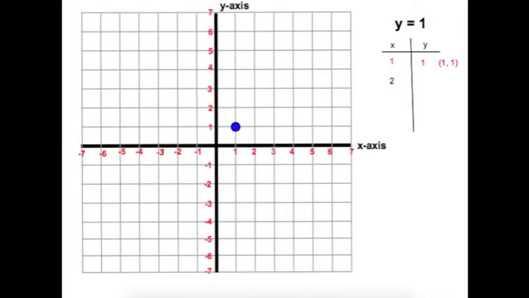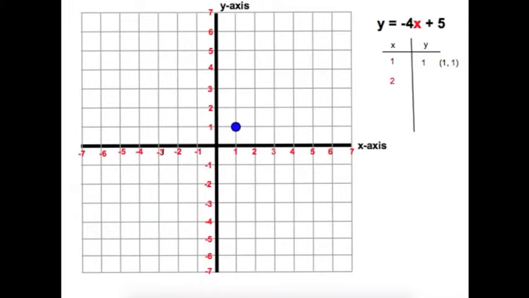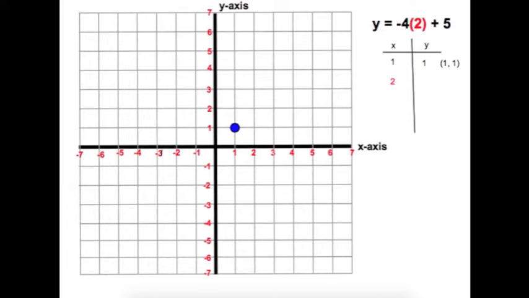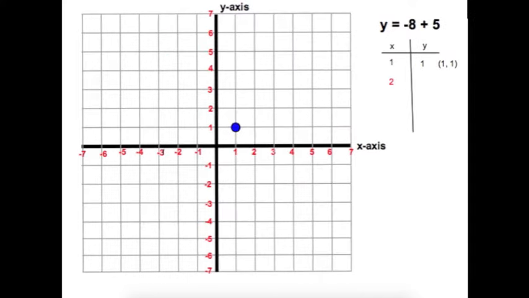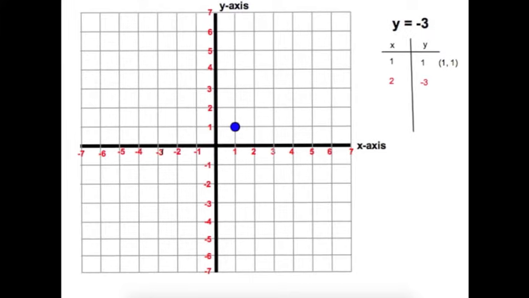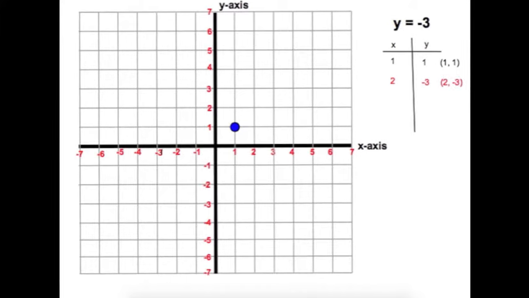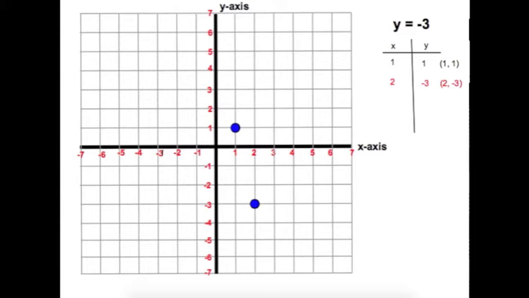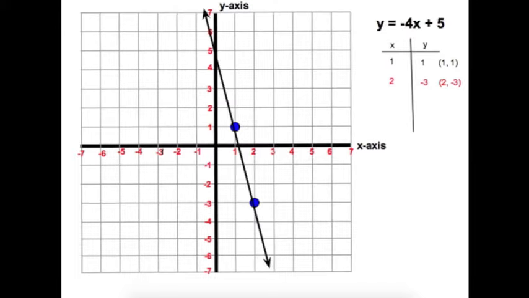Let's plot this ordered pair on the coordinate plane. Next, we will substitute 2 for x in our equation. Negative 4 times 2 is negative 8, and negative 8 plus 5 is negative 3. So when x is 2, y is negative 3. This ordered pair would be (2, -3). After plotting this on the coordinate plane, we now have 2 points, so we can draw our line. So this would be the graph for y equals negative 4x plus 5.